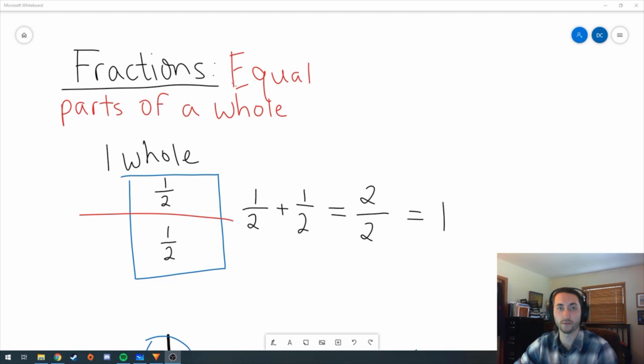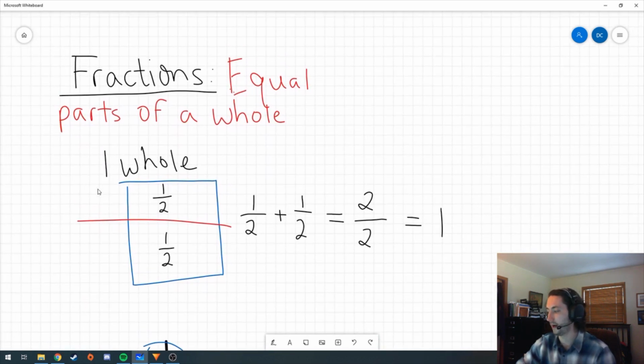So first things first, what is a fraction? A fraction could be considered an equal part of a whole thing. And that thing could be a cake, a pizza, a pie, a shape like a square, a rectangle. In our example, I have drawn for us a beautiful, perfect square. And that is going to represent our whole object.